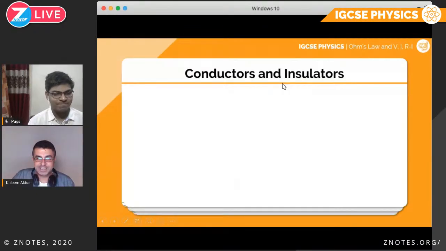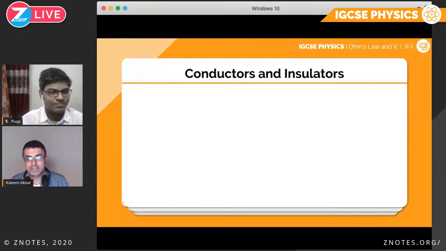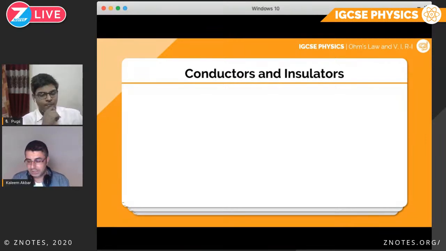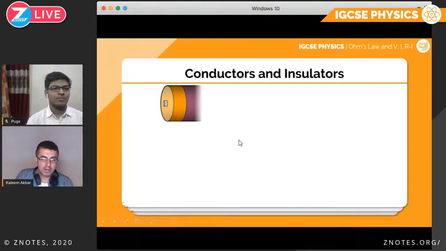Right, let's get stuck into this and unpack this. Why is it that certain circuits work and others don't? Well, quite simply, if a circuit will conduct, then it will work. And if it's complete, it will work. So let's very quickly look at the simple difference between a conductor and an insulator.